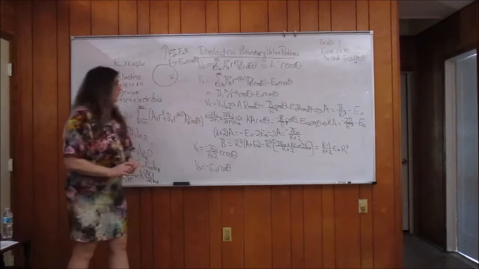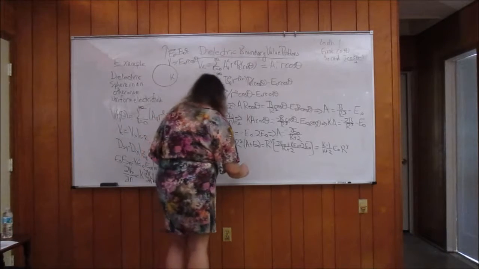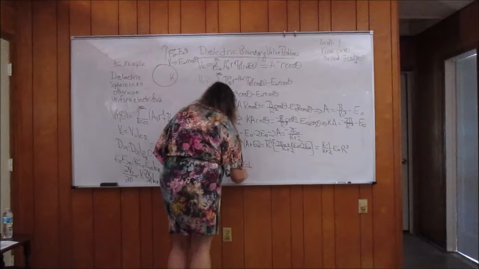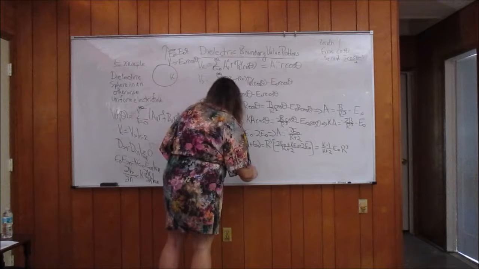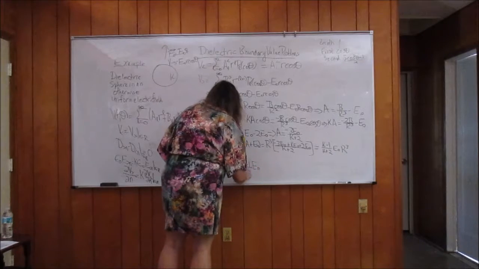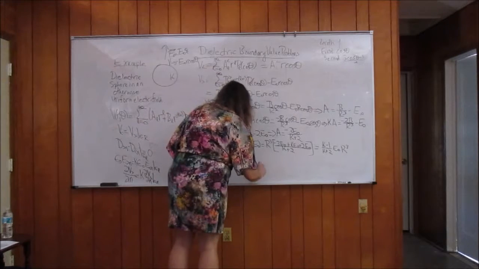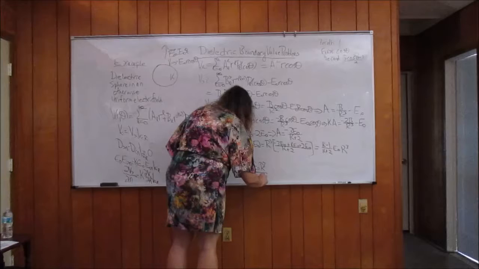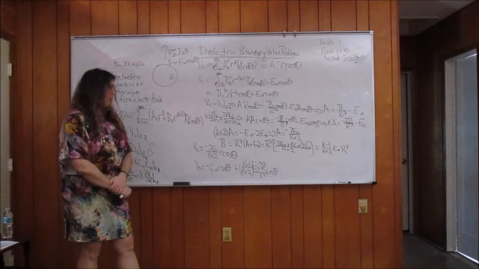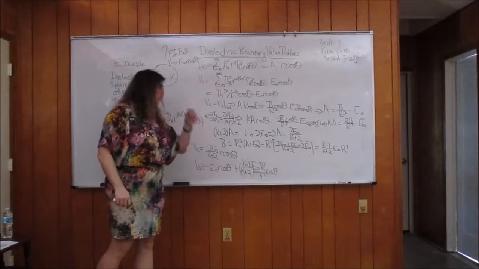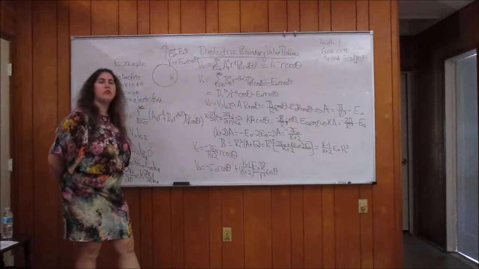The exterior solution is equal to minus E naught R cosine theta plus K minus 1 over K plus 2 times E naught, the radius of the sphere cubed, over the radius of the evaluation point R squared, times cosine theta. And that's your solution.